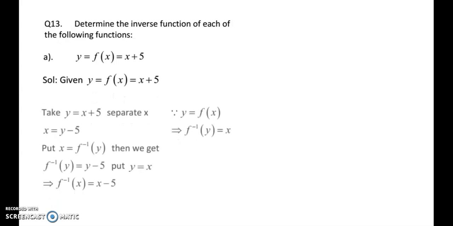I'll be explaining you question number 13. Determine the inverse function of each of the following functions. We have solved this question before. This is the given function. You have to find its inverse. Your first step will be to replace this f of x function as f inverse of y. When you are shifting this f on the other hand side, it becomes f inverse of y. So replace it. I have solved this question in my second video for you in detail.